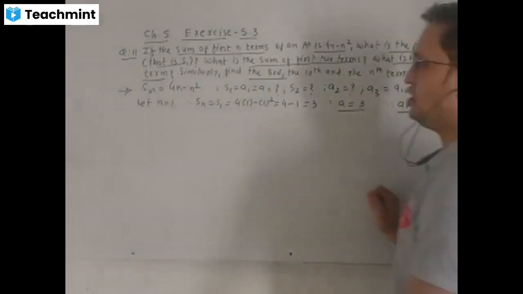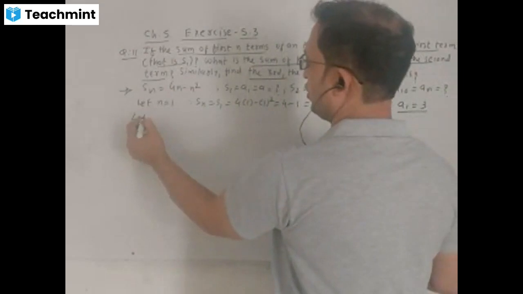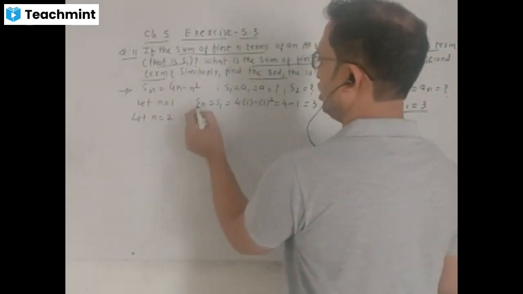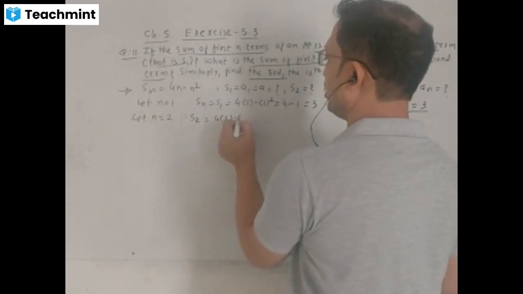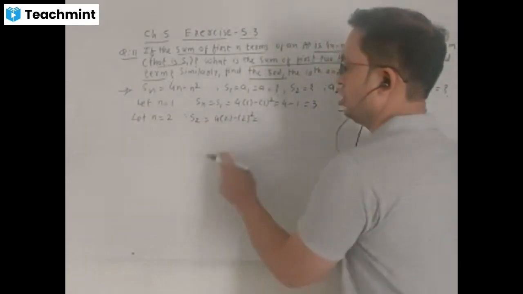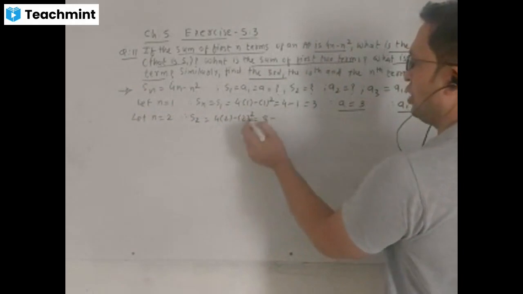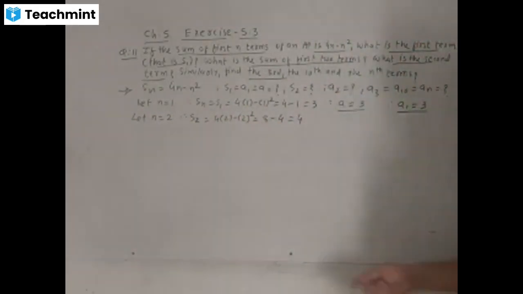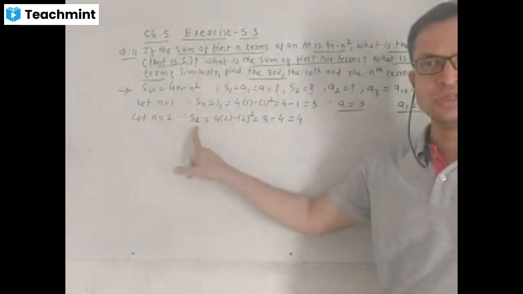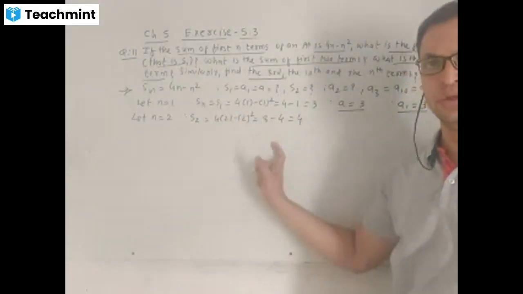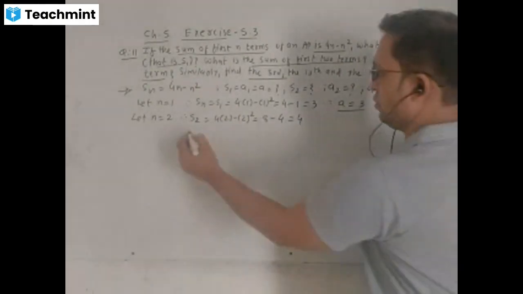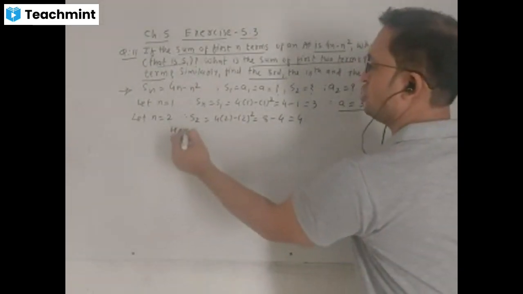Let n is equal to 2, that is S2. That is equal to 4 into 2 minus 2 square. 4 into 2 is 8, minus 2 square is 4, and 8 minus 4 is equal to 4. What is the meaning of S2? S2 means the sum of first two terms. Here S2 is equal to 4.